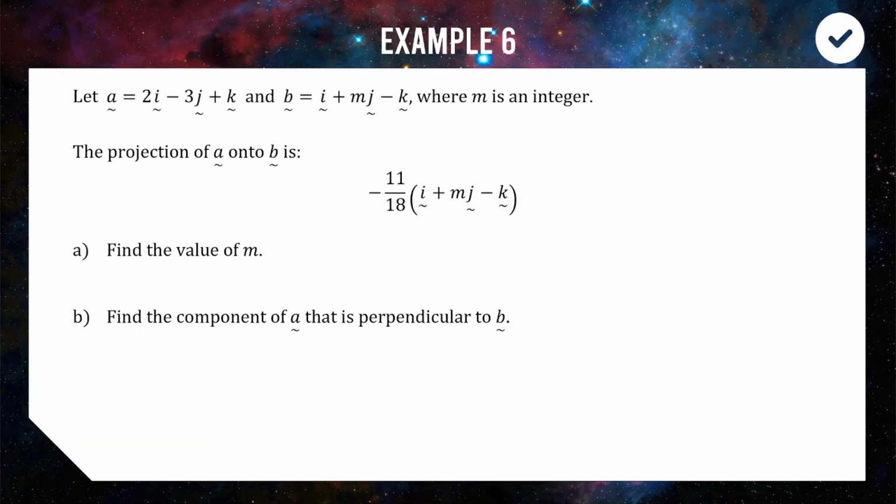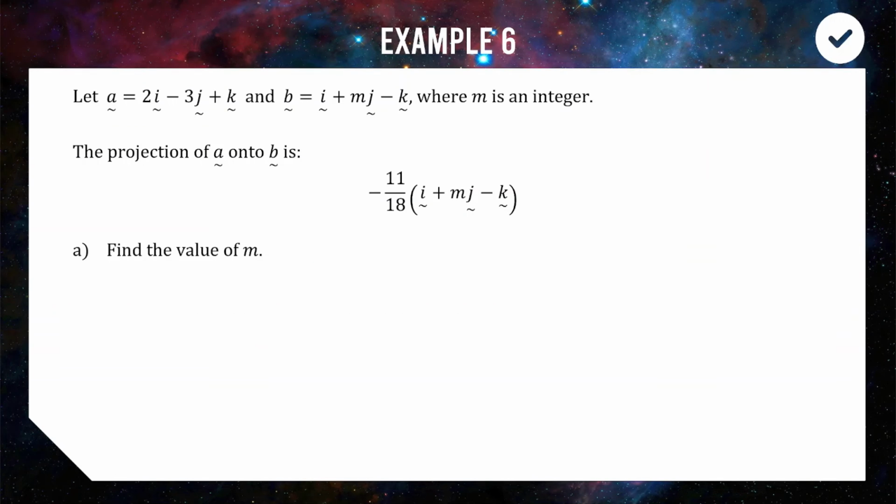We have two vectors, we've got a and we've got b, where the y component, which is m, is unknown, but it is an integer. All right, cool facts. The projection of a onto b is given by this little vector here, hence find the value of m. Alrighty, let's jump in, shall we?